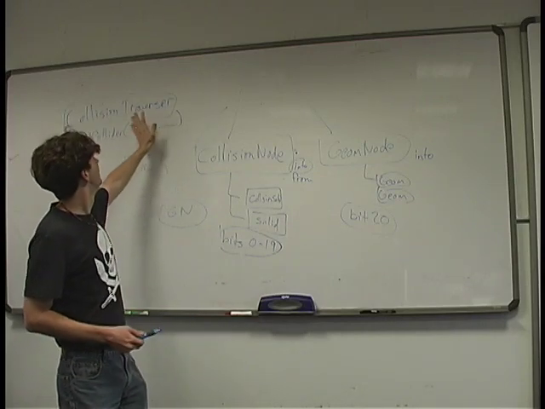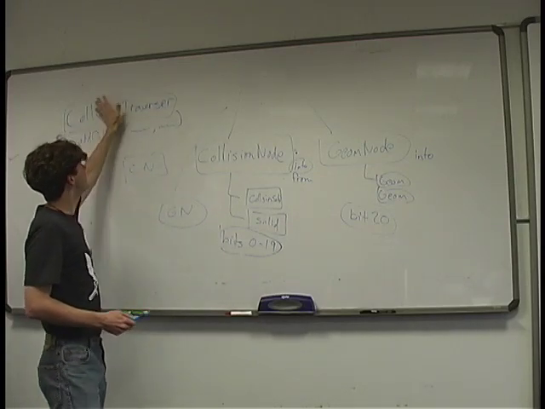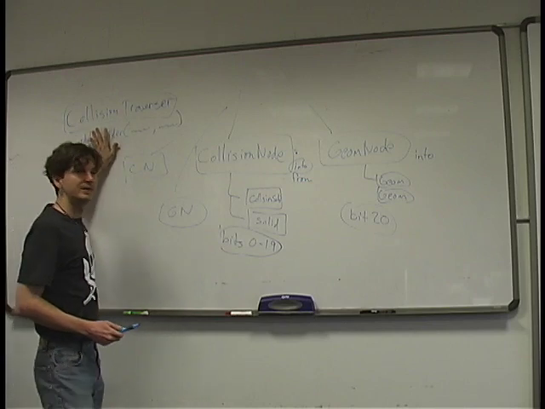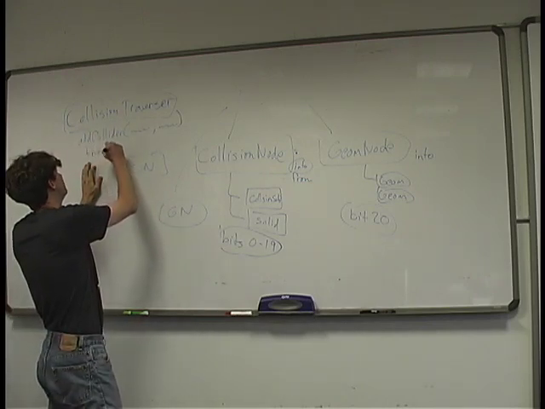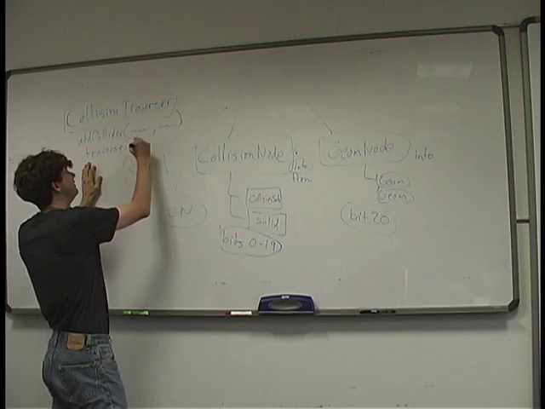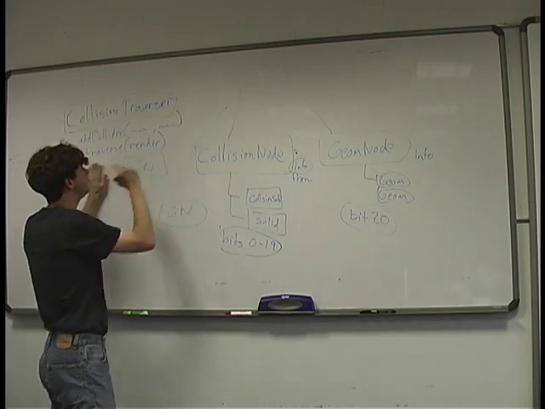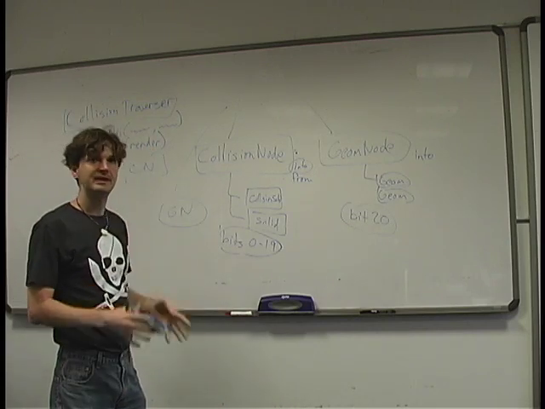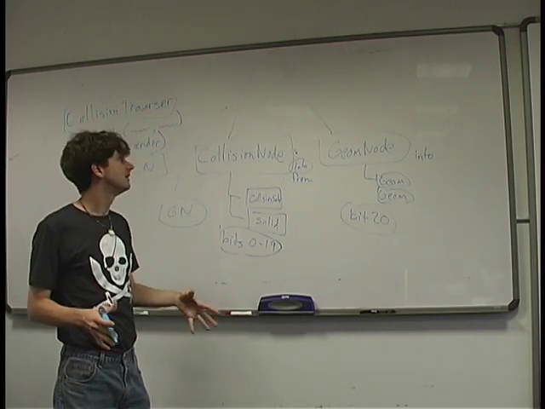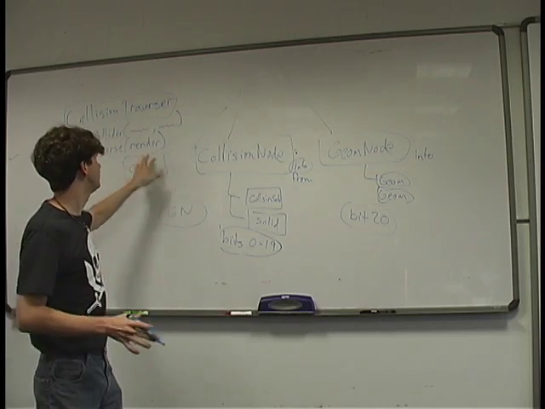OK, so at the end of the day, we've got a collision traverser. We added a bunch of colliders to it. And then when we're ready to check for collisions, we call collision traverser.traverse. And we give it the root of a scene graph. Typically, we'll start with render. It could be any subgraph. You don't have to start with render. If you just have a little subscene that you want to investigate without investigating all the other nodes, you can start with that node instead.